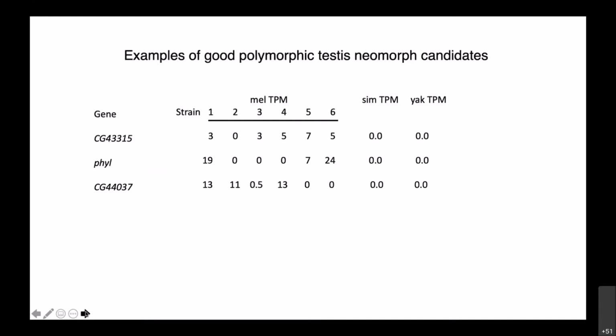So here we have 3 genes where the TPMs for the individual melanogaster inbred lines are displayed, as well as the outgroup TPMs, which are all 0. You can see that these are intermediate or high frequency phenotypes where, again, there's fairly robust expression in some lines in the testis and really no evidence of expression in other lines. So these are extremely young phenotypes that are still spreading or have spread through Drosophila melanogaster populations.